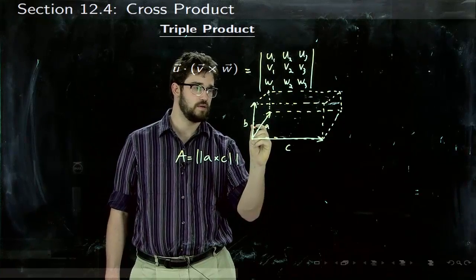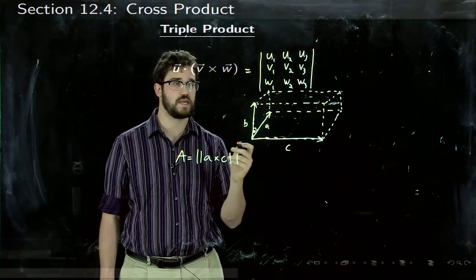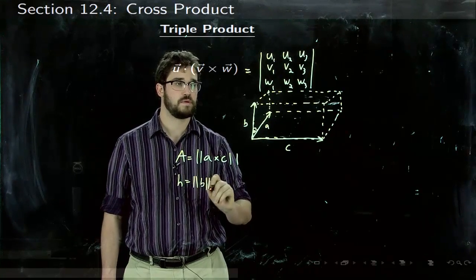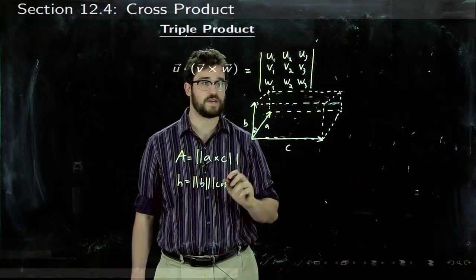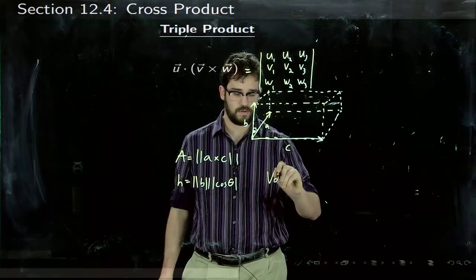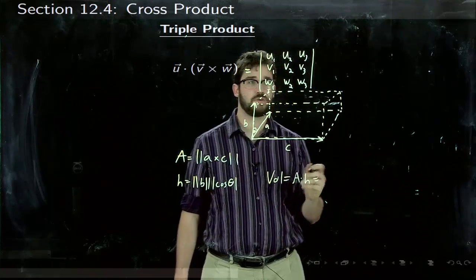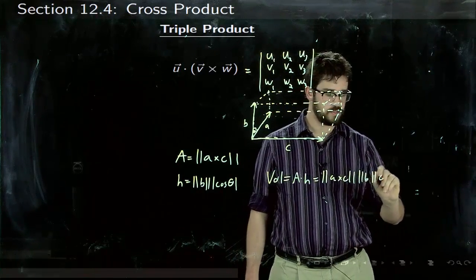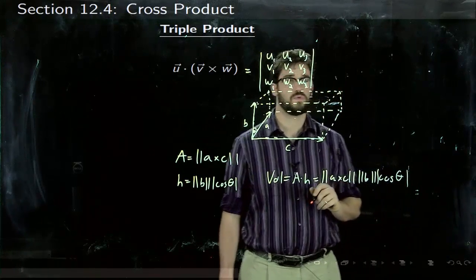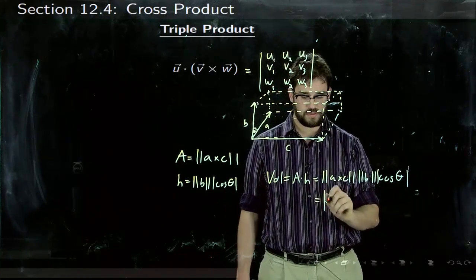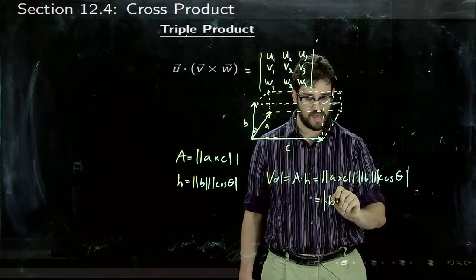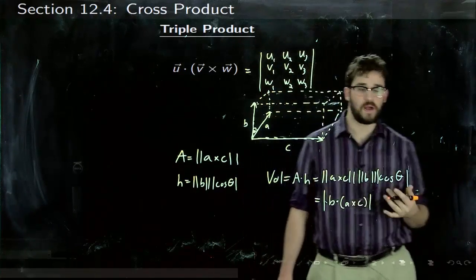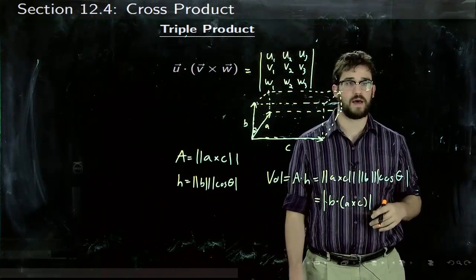Given the angle between B and A here, in this case, we can say H is going to be the magnitude of B times cosine of theta. So the volume is, just remember, base times H, which would just be the magnitude of A cross C times the magnitude of B cosine of theta, absolute value. Which, in other words, is just the absolute value of B dot A cross C, given this example here. The triple product allows us to calculate the volume of this object here.